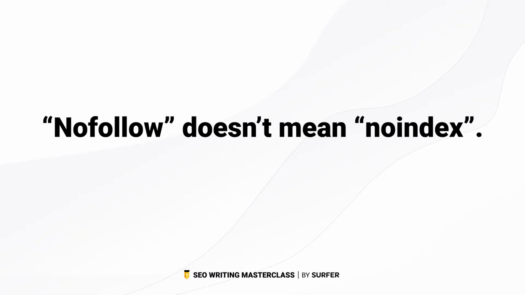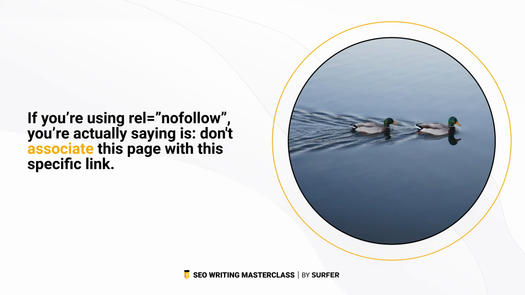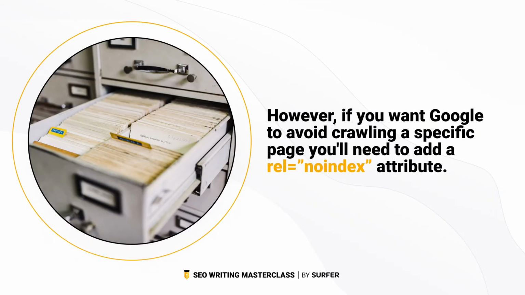Oh, and there's another note that I'd like to include because sometimes it can be a little bit confusing. If you're using no-follow to tell Google to overlook a page on your website, what you're actually saying is, don't crawl this page via this specific link. If you want Google to avoid crawling a specific page, you'll need to add a no-index meta tag.